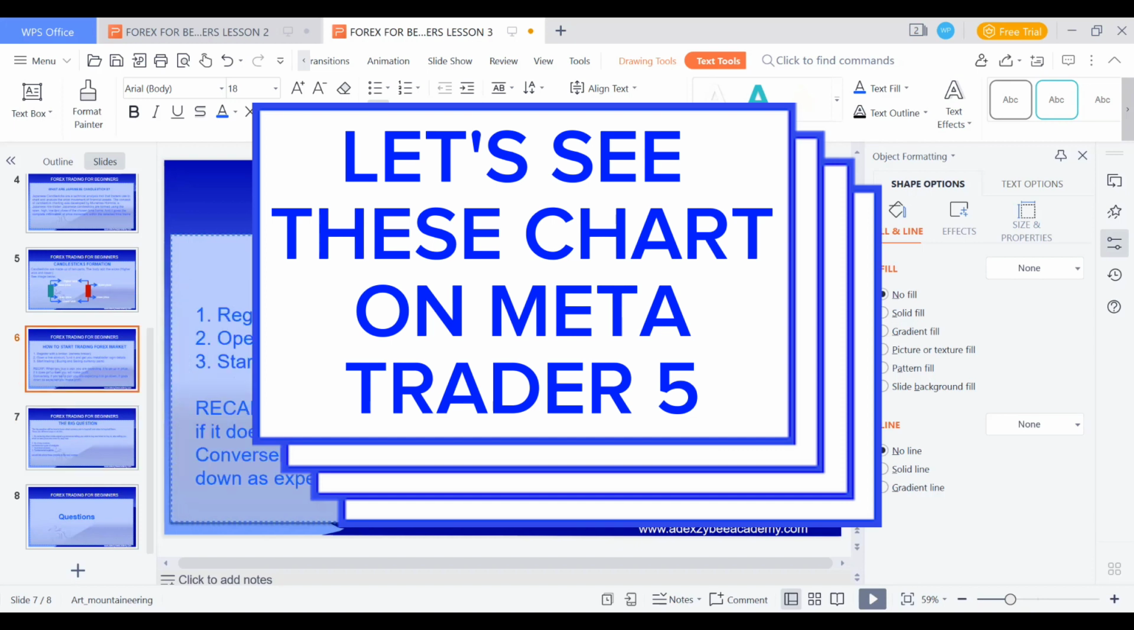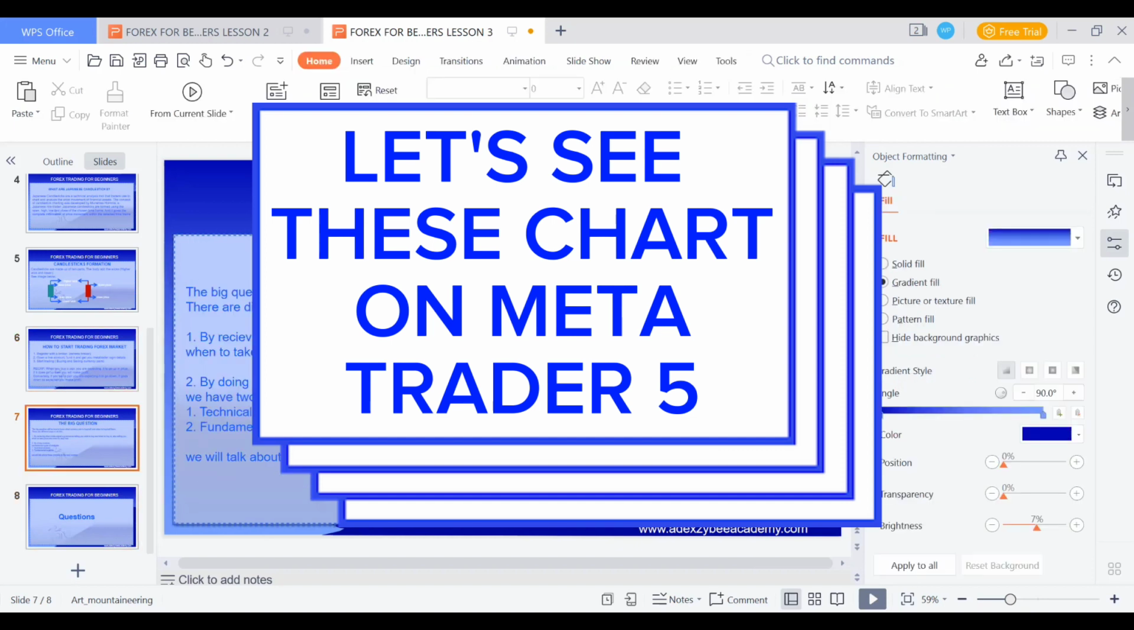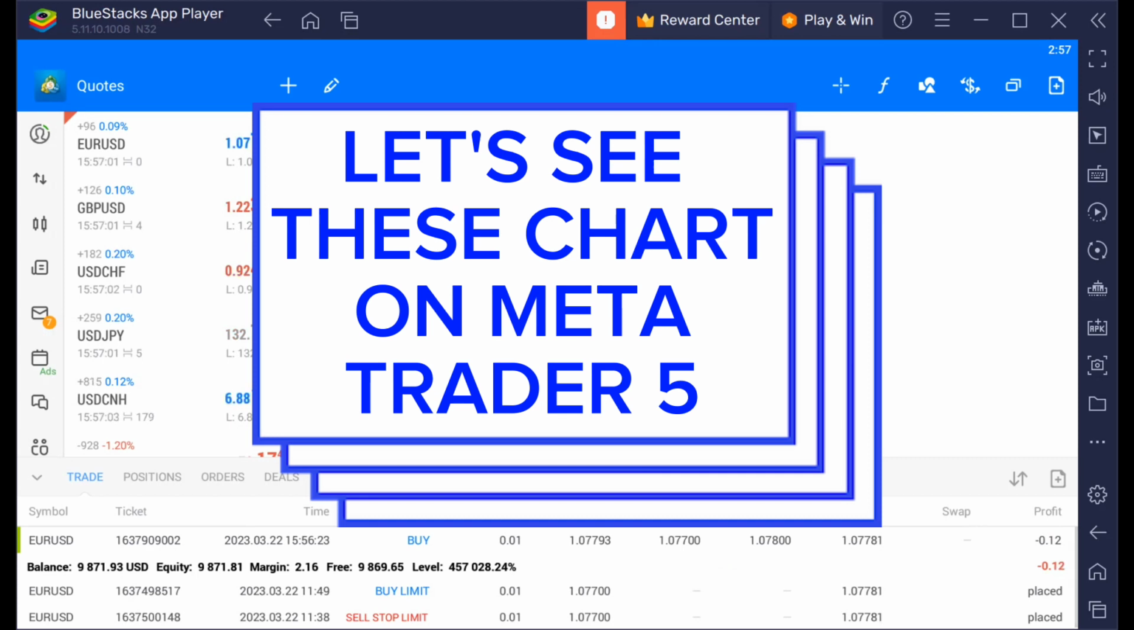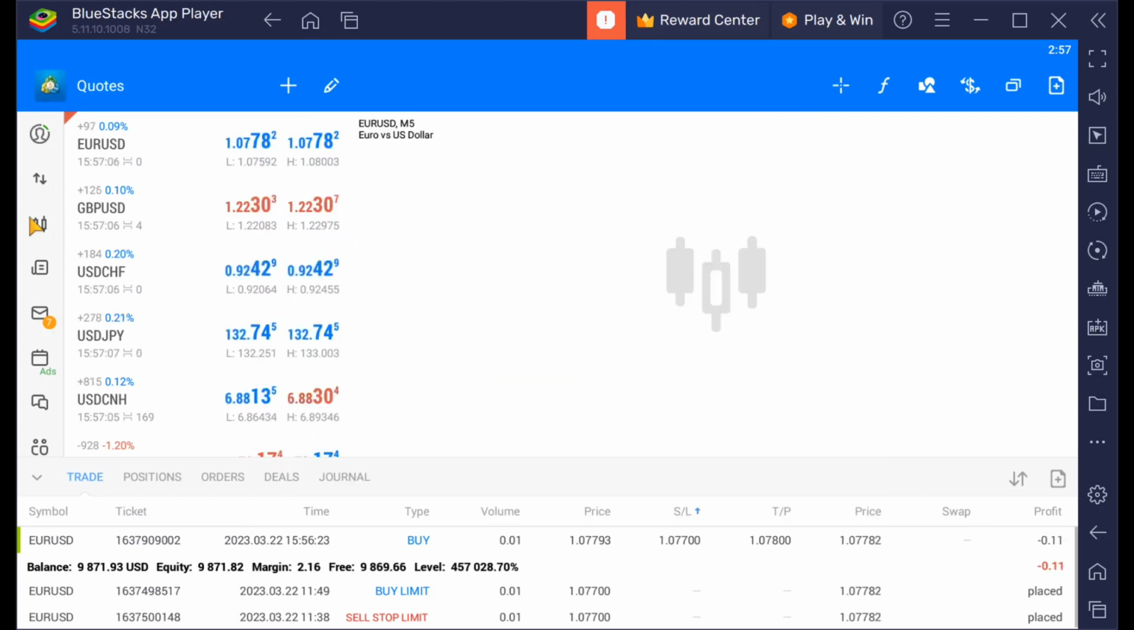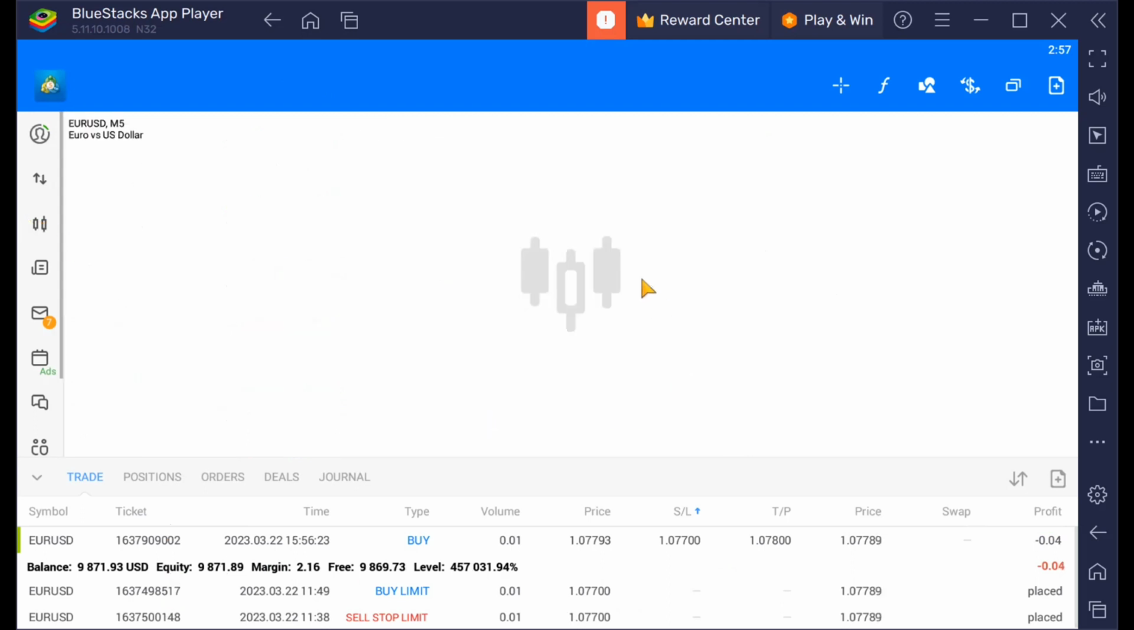So before I go, let's see what that looks like in MetaTrader so that you see the candlestick. All you have to do is click on this. If you're using the mobile version, you see this icon at the bottom of your screen. You just tap on it. It's going to open the chart for you.